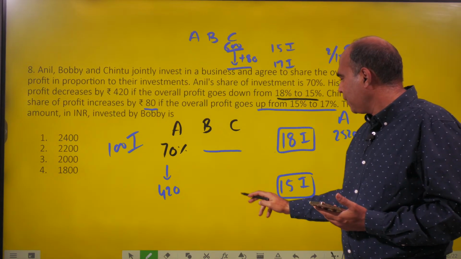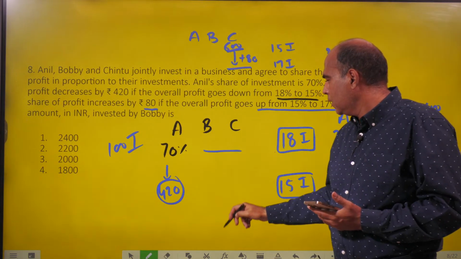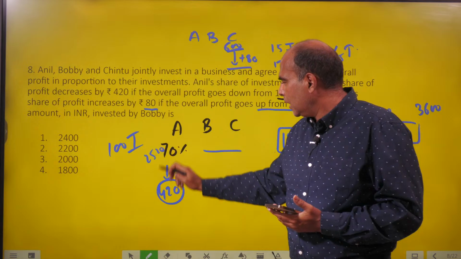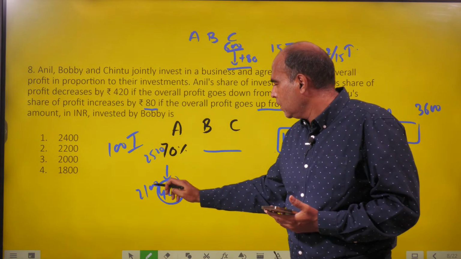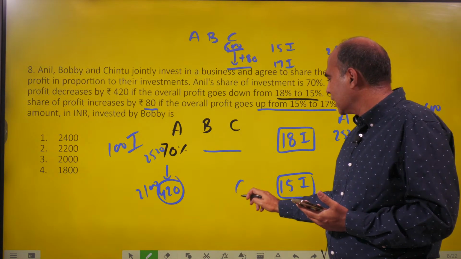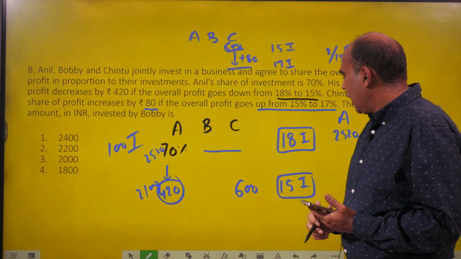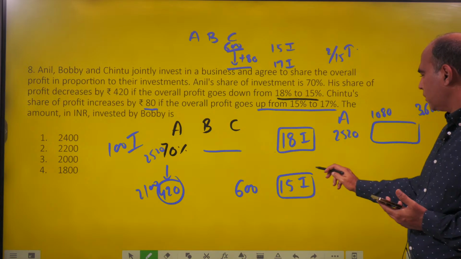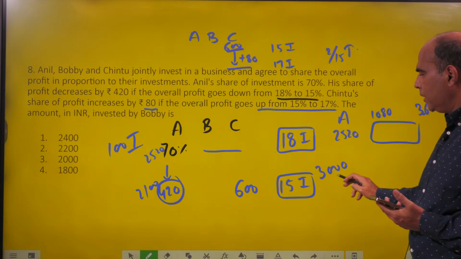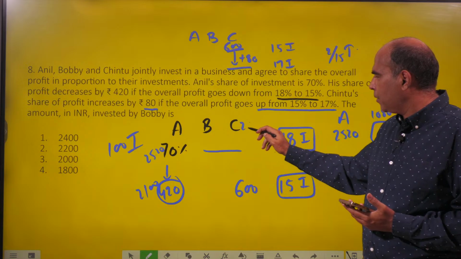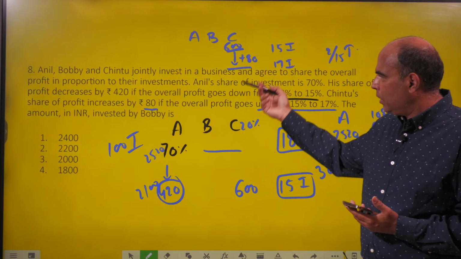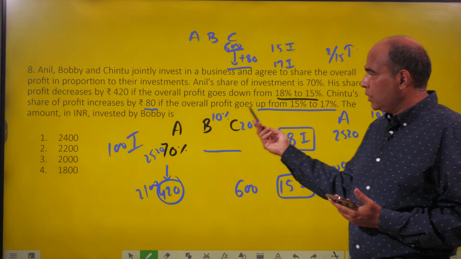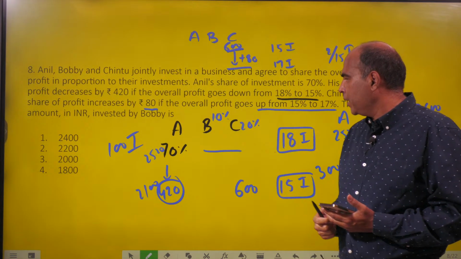But that's Chintu's profit at 15%. This is not the profit of A. The profit of A here is 2520, and this profit of A will be 2100. In that case, Chintu's profit here is 600. And if 18I is 3600, as we saw there, 15I will be 3000, which basically means Chintu is getting a profit share of 20% of the profit, which then means that Bobby is getting a profit share of 10% of the profit. And the question they are asking is, what is the amount invested by Bobby?